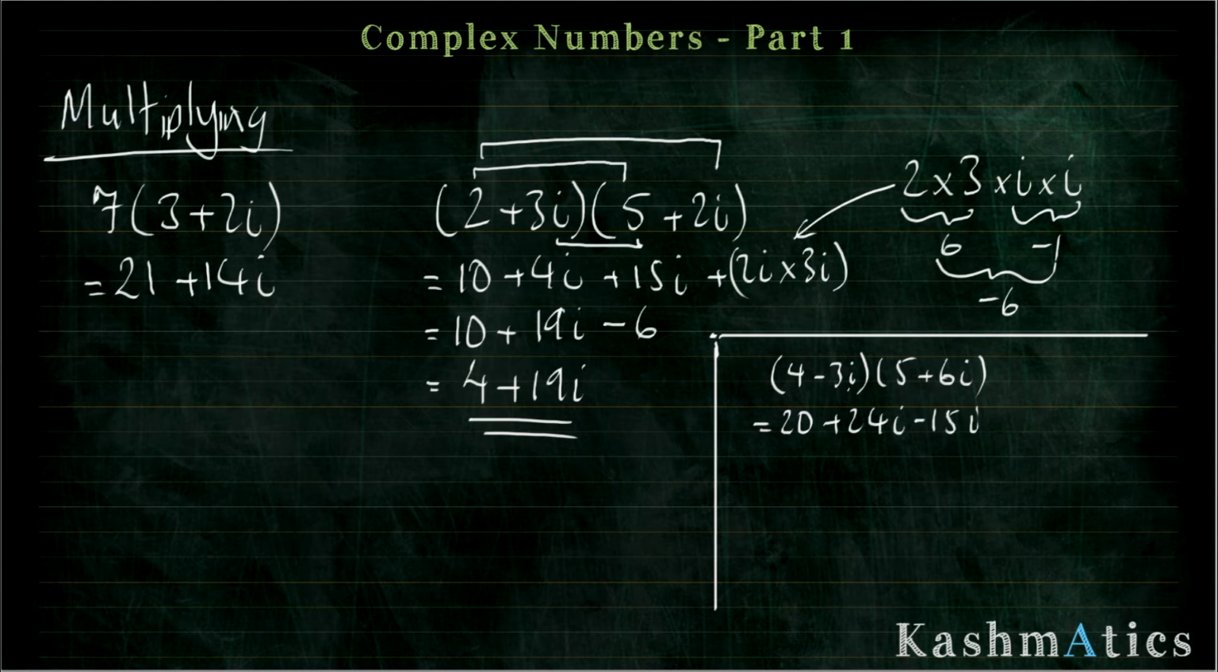Now you've got minus 3i and you've got 6i. Negative times positive normally gives you a negative number. But because you've got an i and an i, that's another negative, which means it'll end up being positive 18, because i times i gives me minus 1. I've got a minus 18, so minus 18 times minus 1 is 18. So you've got 20 plus 18, which is 38, and you've got 24i take away 15i, which is 9i. So that would be 38 plus 9i.